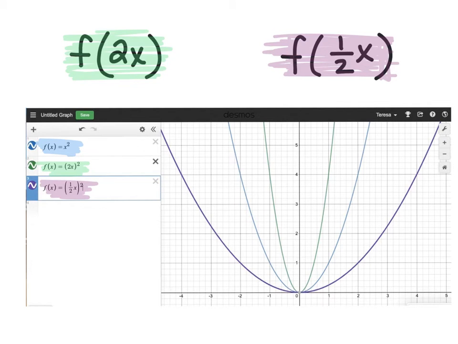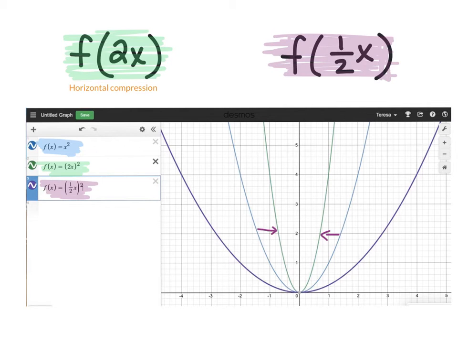Now in this one, this time it looks like it went this way, from my blue to my green. This is actually called a horizontal compression. So let's write that down. It's a horizontal compression. So it's going sideways, horizontal, and it's like squeezing in or getting skinnier. So that's a compression.